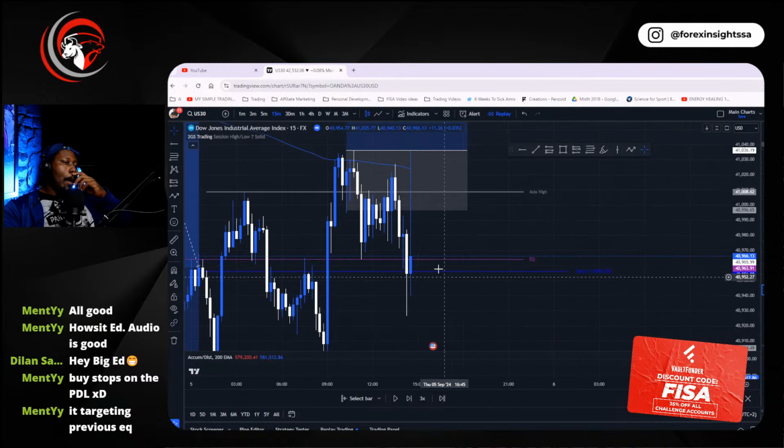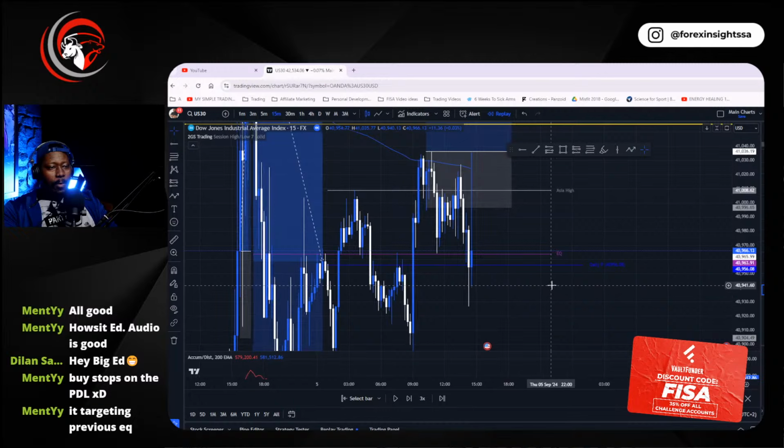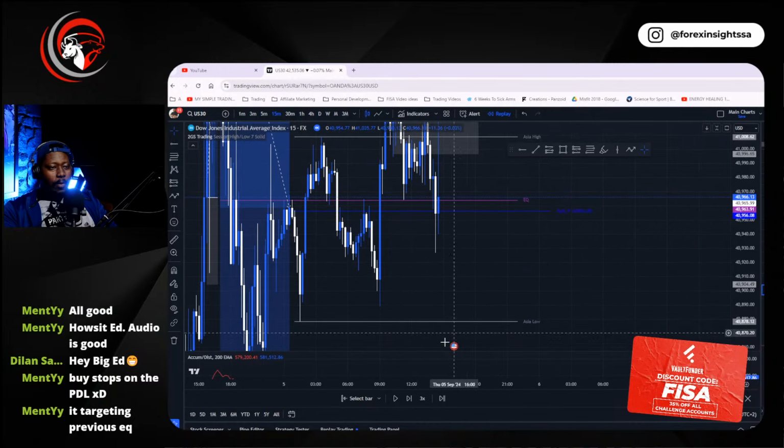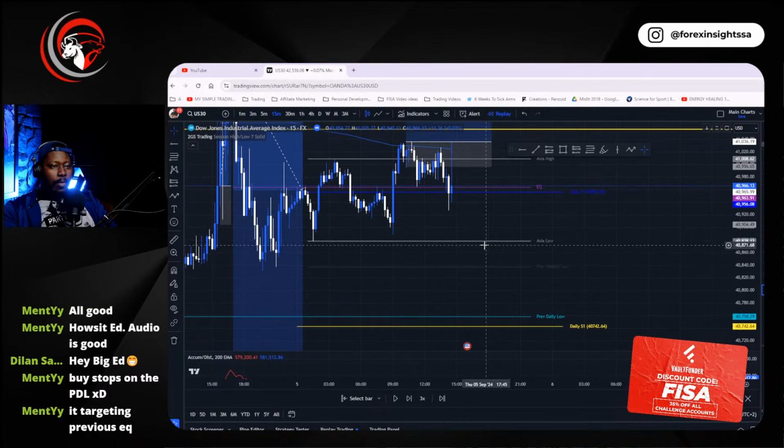Actually, I don't know how to enter this. How would I have entered this? Broke below, came above. Looks like it's going to close soft bullish. I think I would have left this out, eh? Especially with it being news. The bulk of this move already done. We do have Asia lows still. Yeah, let's just see how this would have played out.